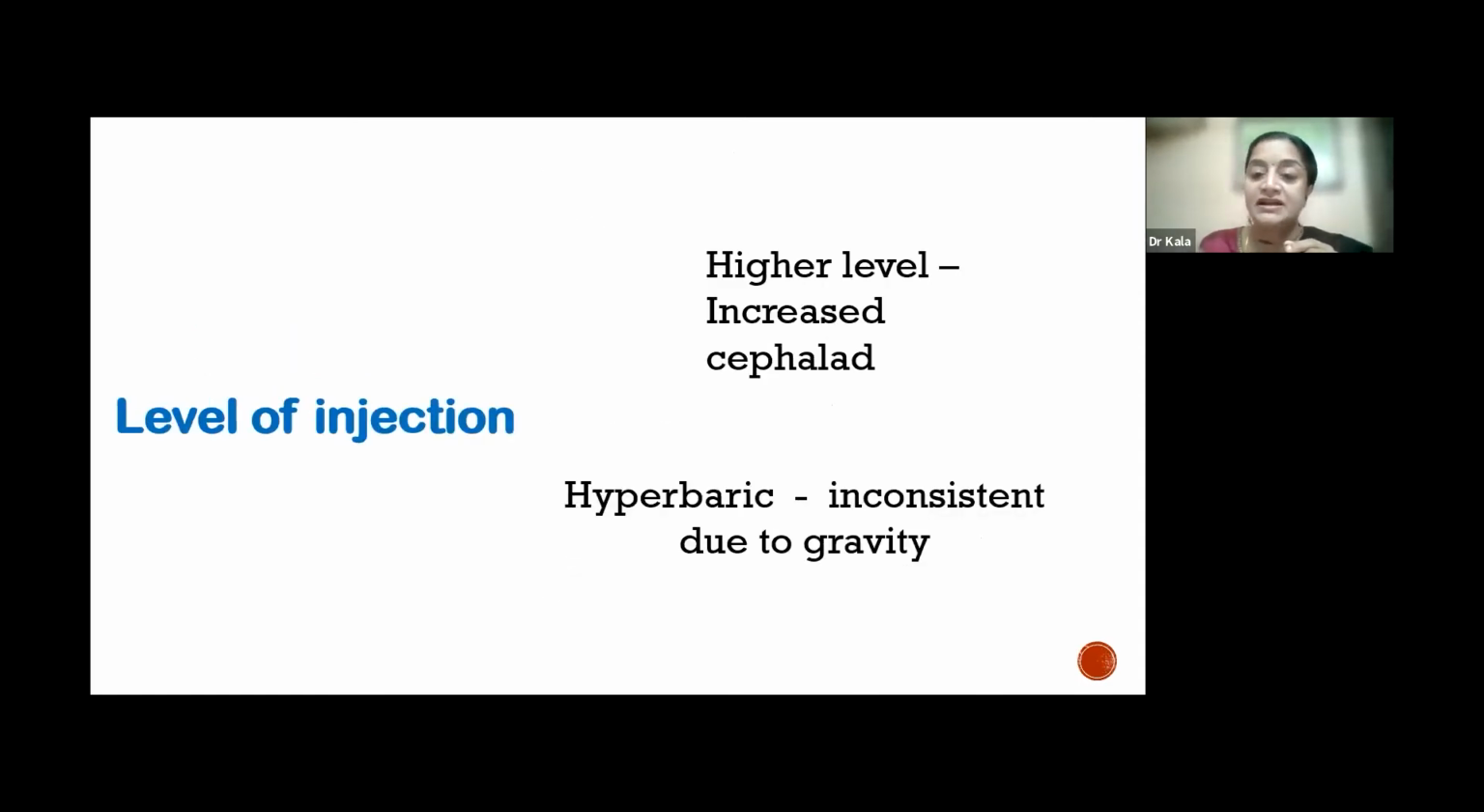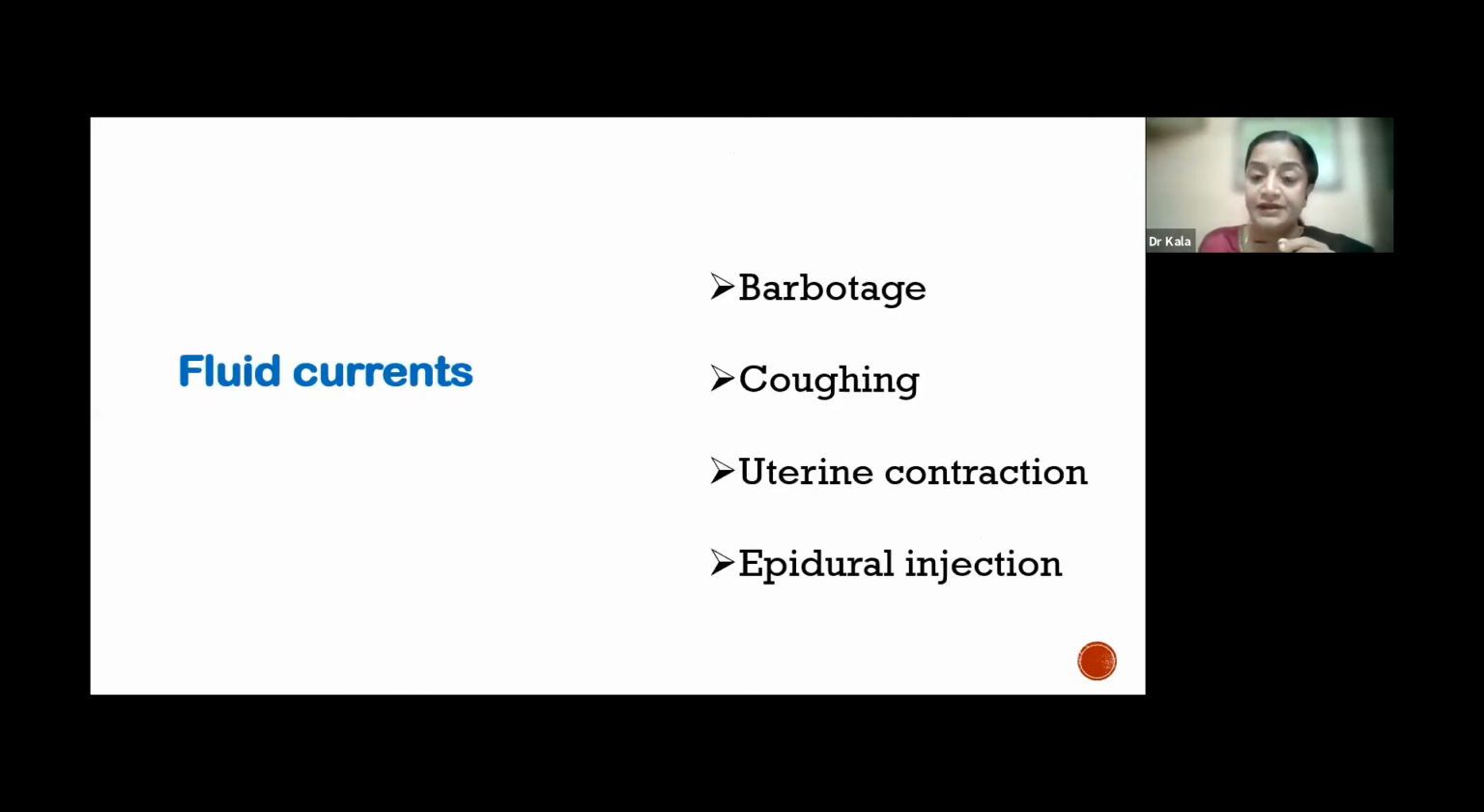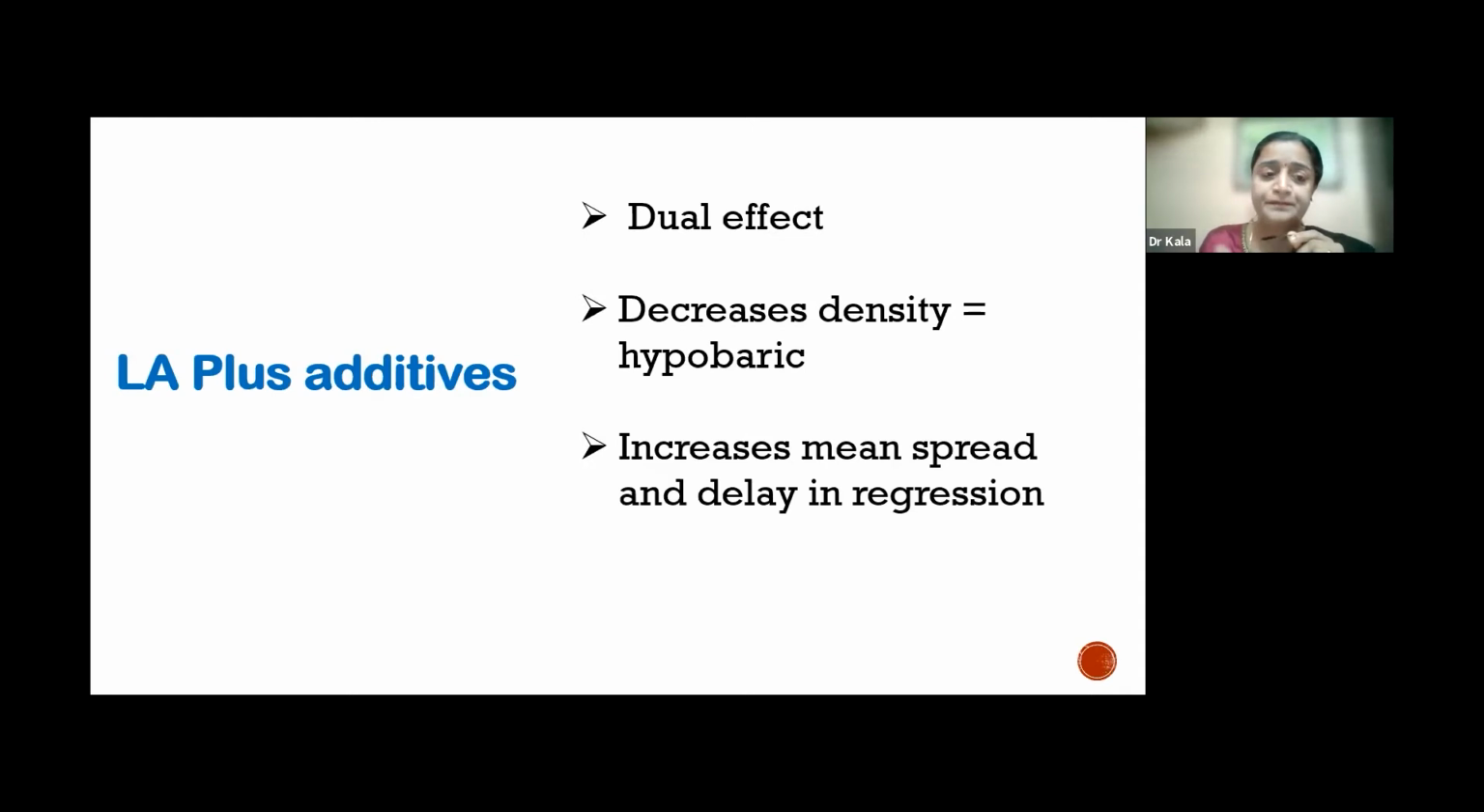With the level of injection, the higher the level, the greater the cephalad spread, but with a hyperbaric solution, even if you go higher, some drug goes down because of gravity and fluid currents. Barbotage can increase the spread. Coughing can increase the spread. If you have a concomitant uterine contraction, you expect a higher spread of the drug. And you can use an epidural injection simultaneously to increase the CSF spread of the intrathecal drug by creating more positive pressure or a current increase in the CSF.